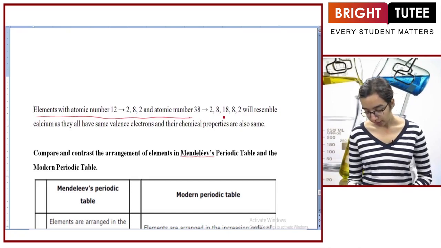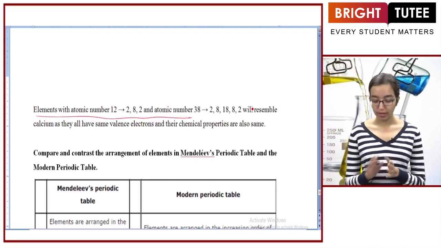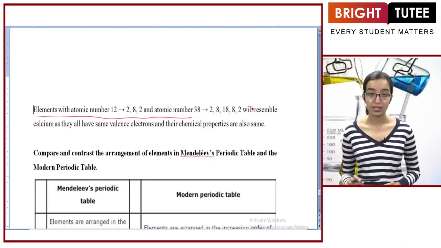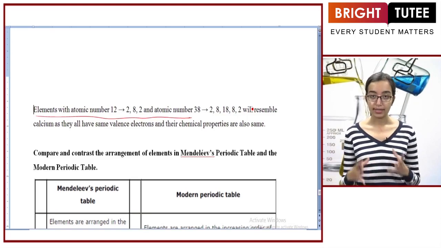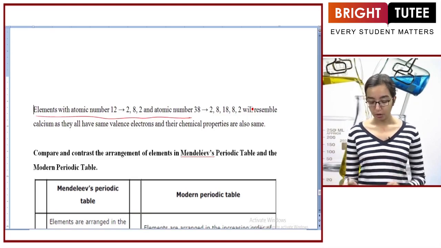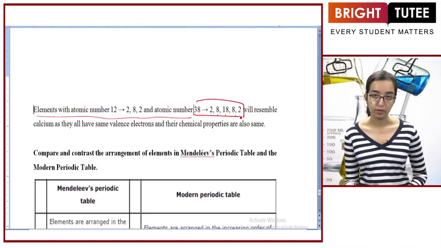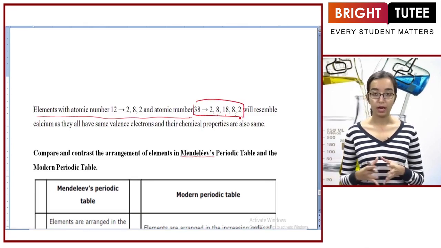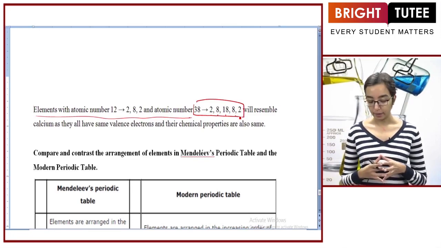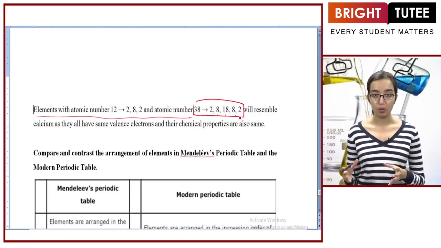I cannot explain this because it needs a higher understanding than you have so far. But what you can understand is that the element with atomic number 38 has a 2, 8, 18, 8, 2 configuration. This is something that you will have to remember, and this configuration works in a separate way.